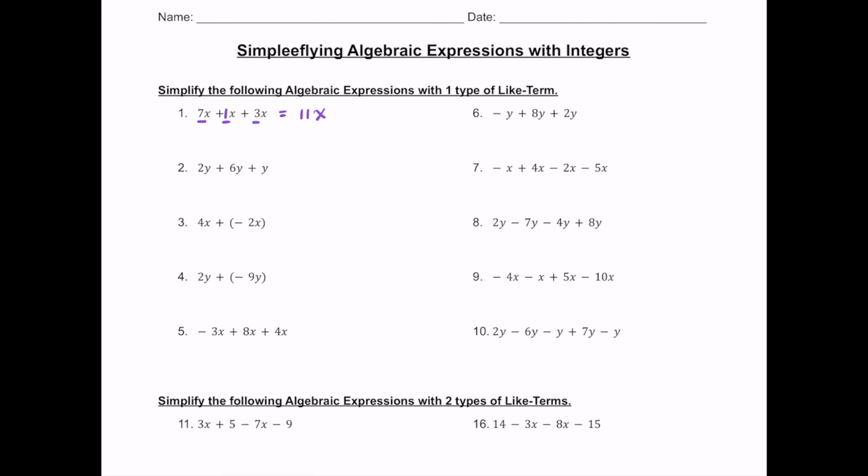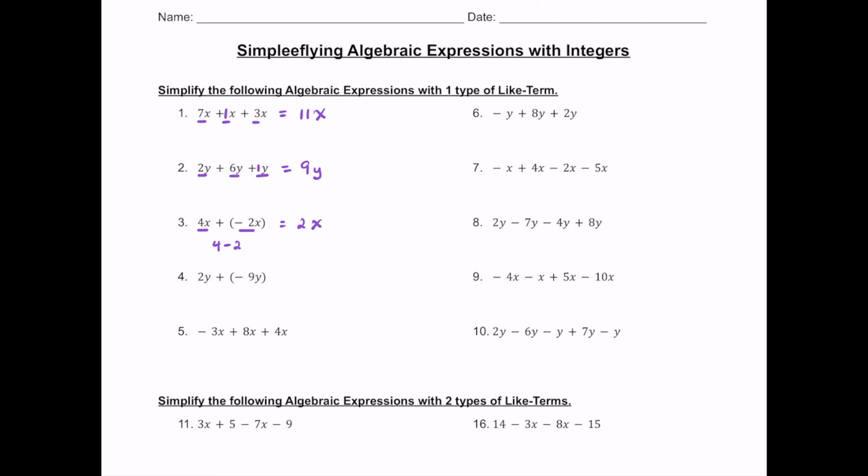Okay. For number 2, we do have a 2y plus a 6y, that's 8y plus 1 more y, and that's going to be 9y. Okay, for number 3, we have 4, but we're adding a negative 2. Remember, that's the same thing as 4 minus 2. And so 4 minus 2 is 2, so our final expression will be 2x.